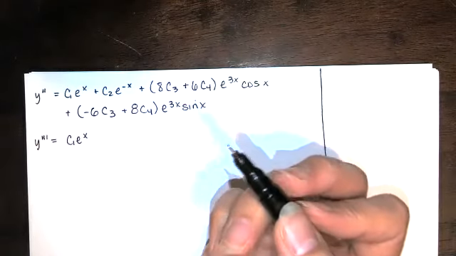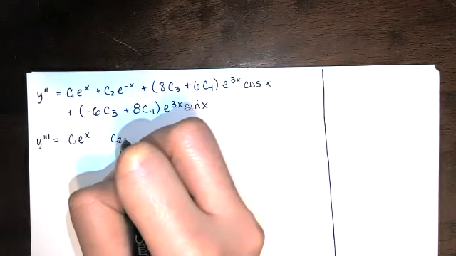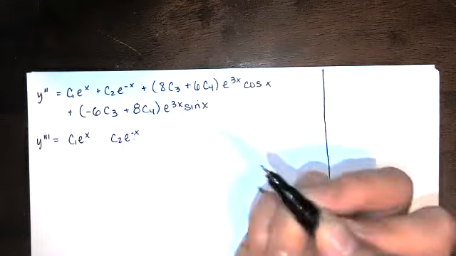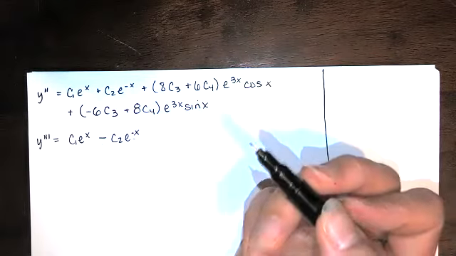Derivative of a constant times e to the x is the constant times e to the x. Derivative of a constant times e to the negative x is that constant times e to the negative x times the derivative of the inside, which is a -1. So we're just subtracting that term instead.